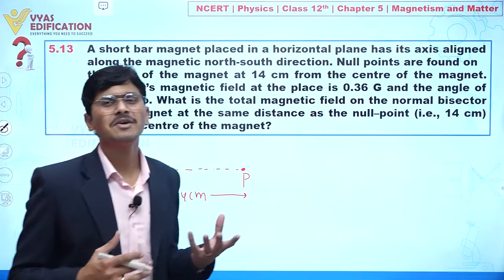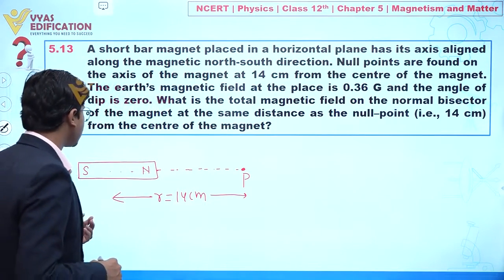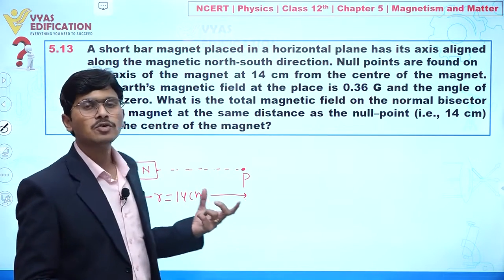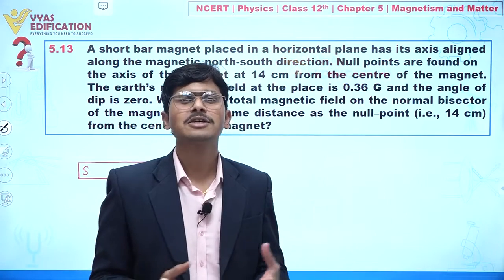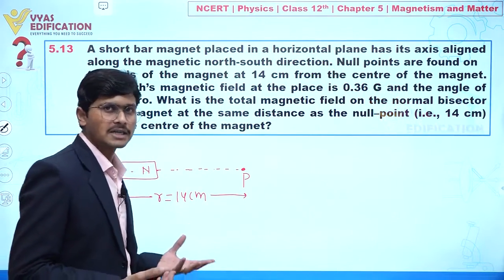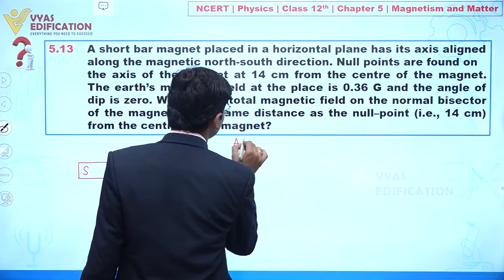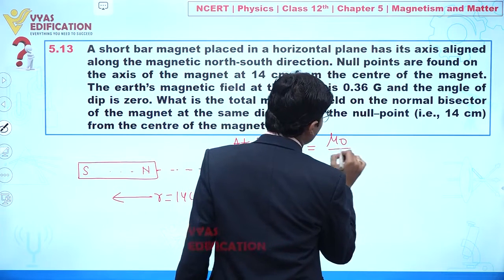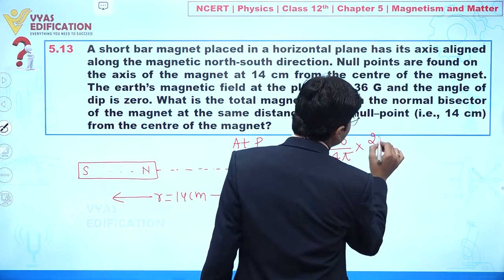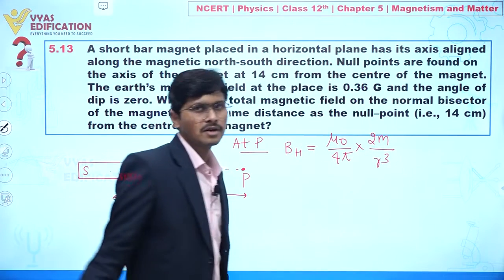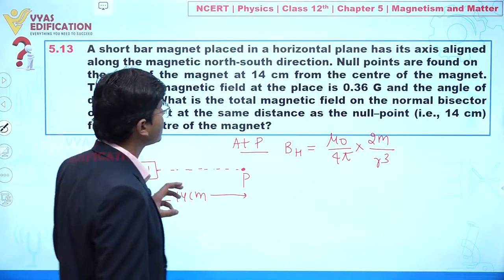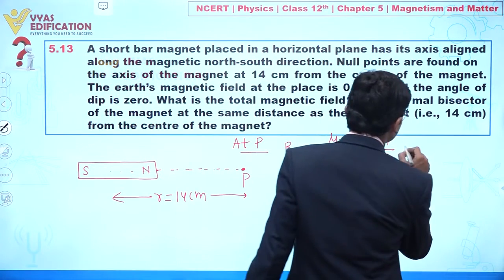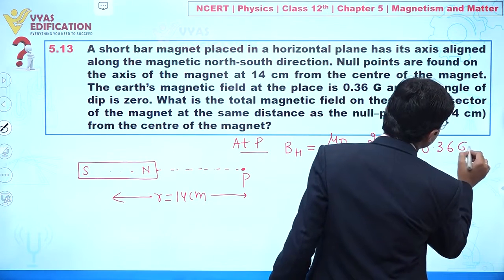Now actually, what is the meaning of null point? Null point means at the point P, the magnetic field due to this short dipole is equal to the horizontal component of the earth's magnetic field. So at point P, we can write BH equals mu naught upon 4 pi multiplied by 2m over r cube. Clear to everyone? Yes. Now it is also given here that the earth's magnetic field at this place is 0.36 gauss. So BH is equal to 0.36 gauss.